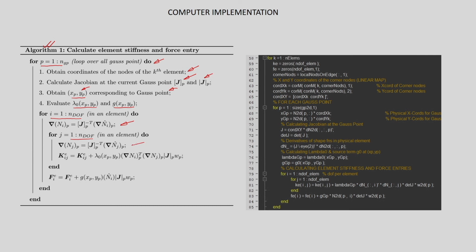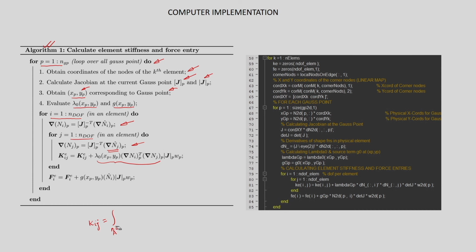Similarly, we calculate the gradient of Nj from the corresponding gradient of Nj hat in the master element. Then we evaluate the integrand. What is the integrand for evaluating Kij? If we remember, Kij is basically the integration over Ae. If I write the same thing after mapping, it is over A hat, the master element, so we do not need to refer to e.